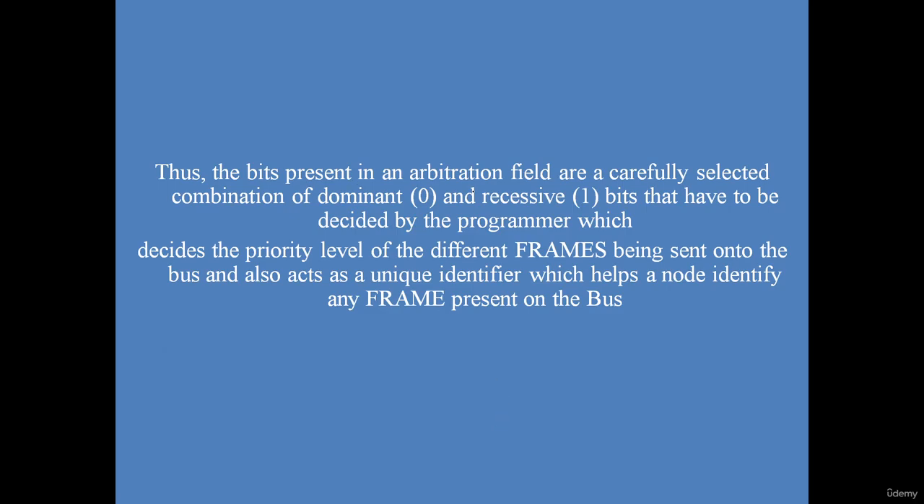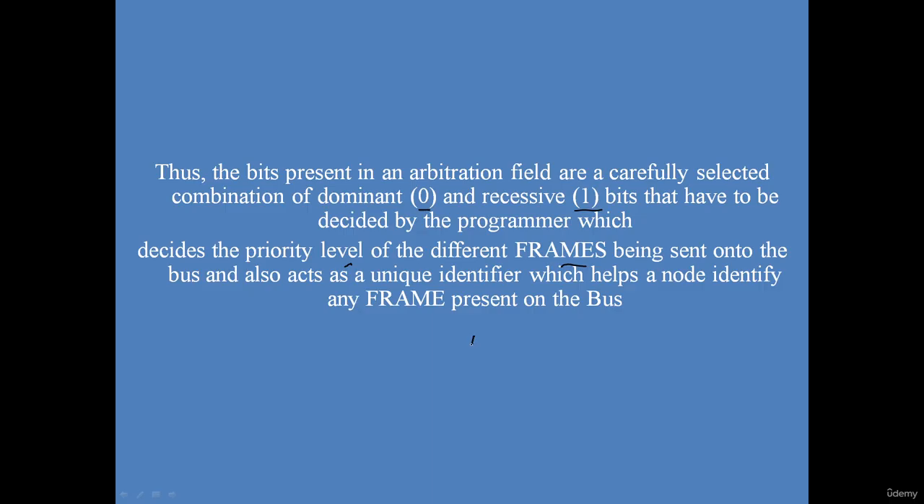The bits present in the arbitration field are carefully selected, and the combination of zeros and ones has to be decided by the programmer. So the sequence would be a combination of zeros and ones. As we know, 0 is dominant and 1 is recessive. So usually the priority is given to dominant bits. This sequence of bits will decide the priority level of different frames being sent onto the bus, and also acts as a unique identifier which helps a node to identify any frame present on the bus.